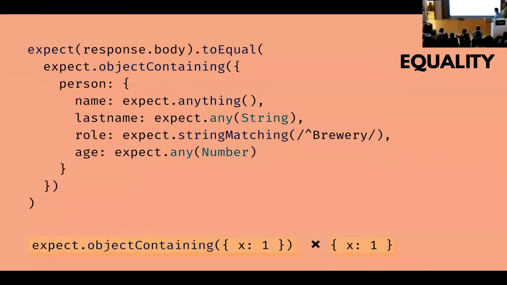Okay, sorry, this is the same thing. So what is the difference between wrapping an object in expect object containing, like we see on the second line, and not wrapping it in it, like we see on the third line? You see person and object with no extra words. As you would expect, if it's without this expect object containing, the shape has to match exactly. When it's wrapping that, it has to be a subset of the resulting object.